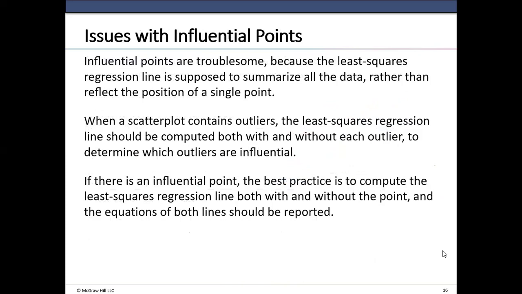Issues with the influential points are troublesome because the least square regression line is supposed to summarize all the data rather than reflect the position of a single point. When a scatter plot contains outliers, the least square regression line should be computed both with and without each outlier to determine which outliers are influential. If there is an influential point, the best practice is to compute the least square regression line both with and without the point, and the equations of both lines should be reported.